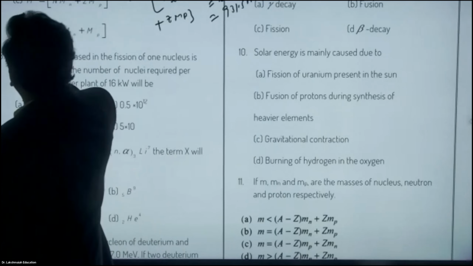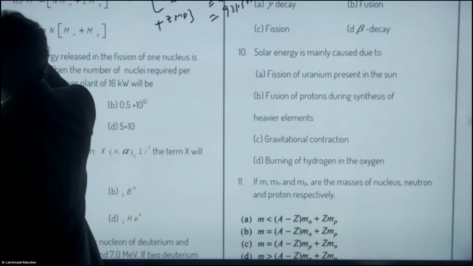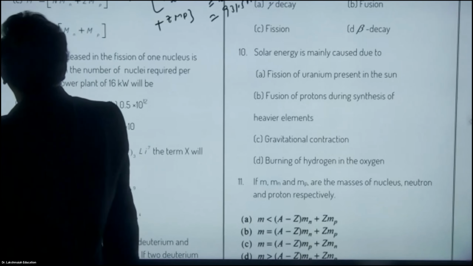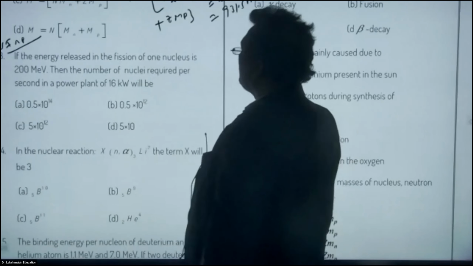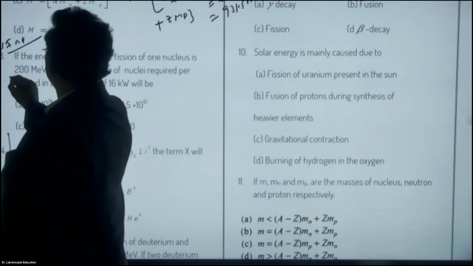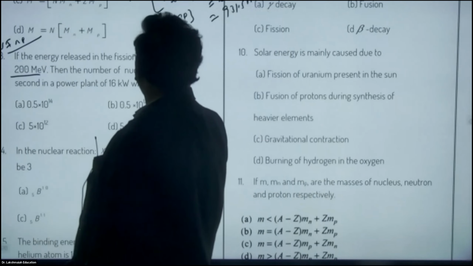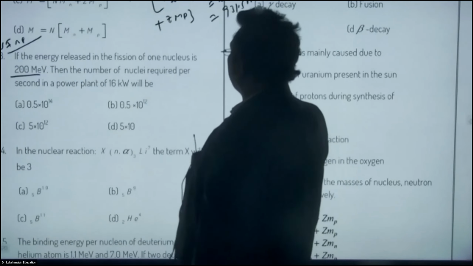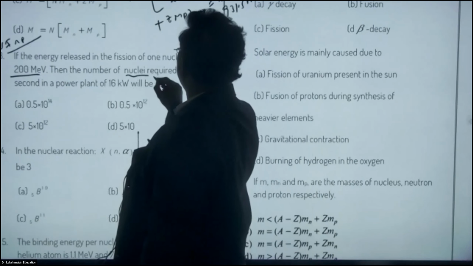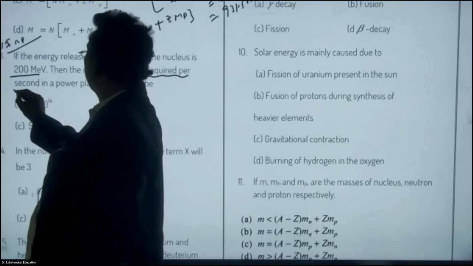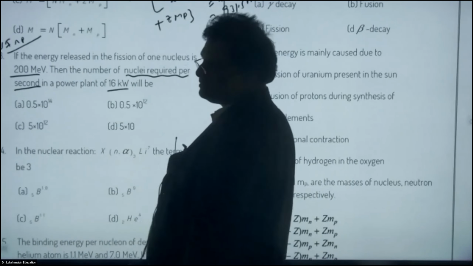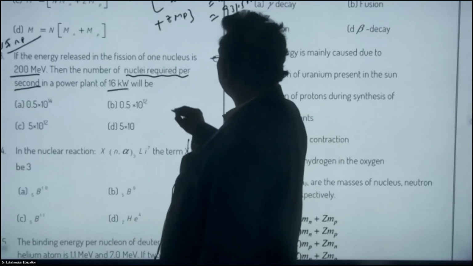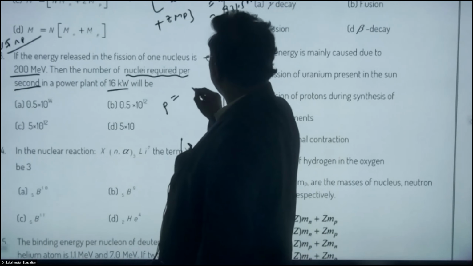This is an important problem. This is a previous year problem. If the energy released in the fission of one nucleus is 200 million electron volts, then the number of nuclei required per second in a power plant of 16 kilowatts is... Simple, power is equal to energy by time.